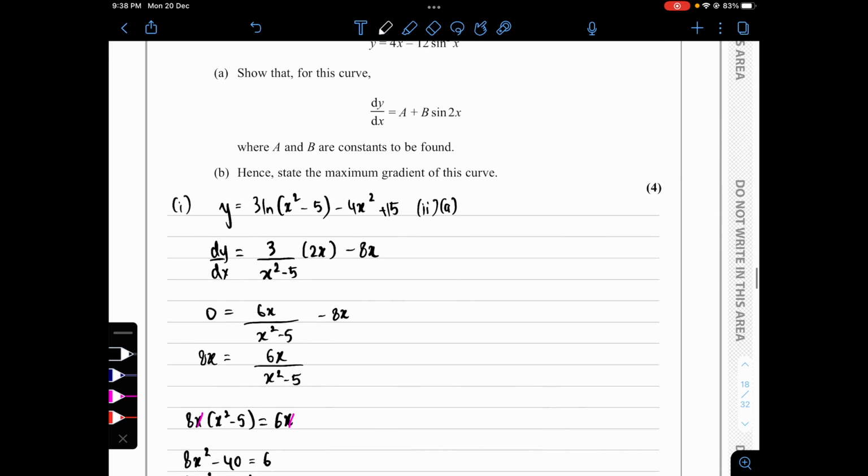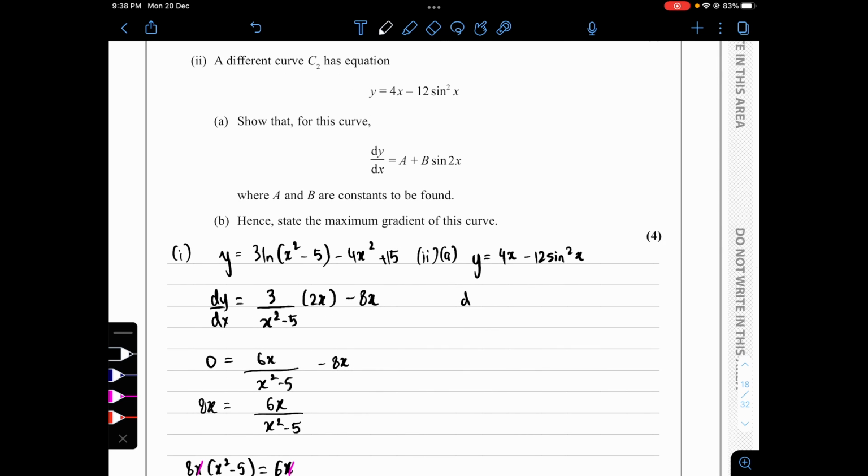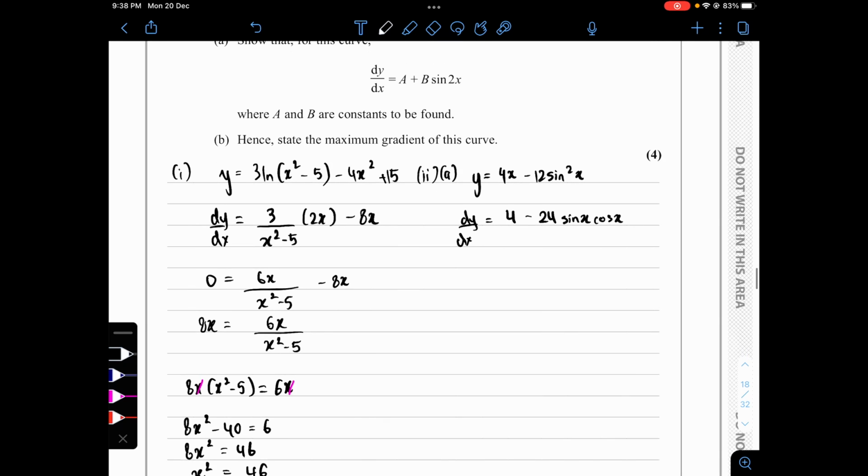So y equals 4x minus 12 sine squared x, right? So when you differentiate this, this is 4x, so that's 4. Now we're applying the chain rule to the next one, so that'll be minus 24 sine x, and then we are now differentiating sine x as well, so that'll be cos x. Alright, so that will be 4 minus 24 sine x cos x.